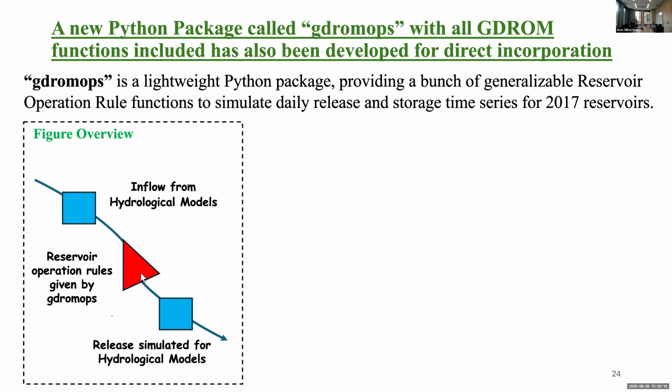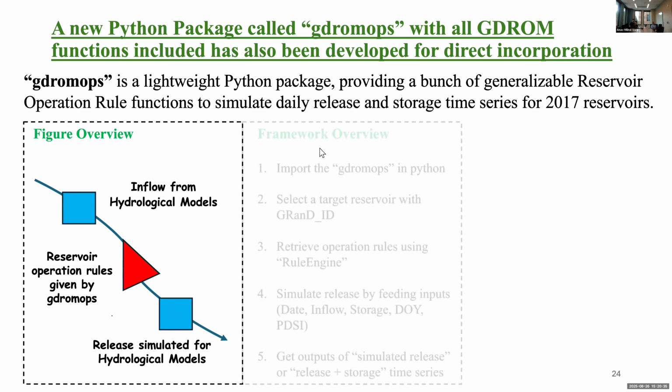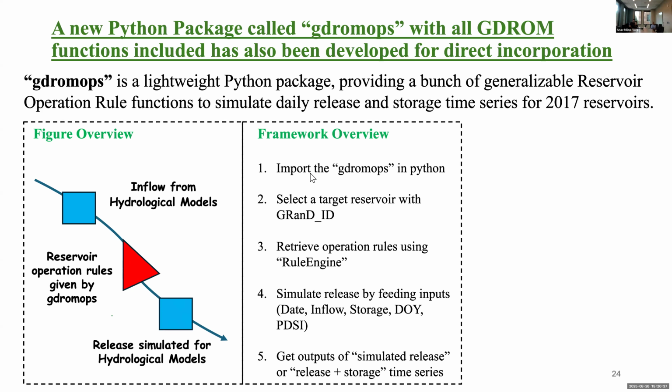And for this example, we are taking the node link framework. So the red colored reservoir is a node present in this stream, with the upstream link and the downstream link. And the inflow for this is provided by the hydrological model. And then this node, for which the reservoir operation rules are provided by GDROM, converts that into a release. So the framework goes as follows.